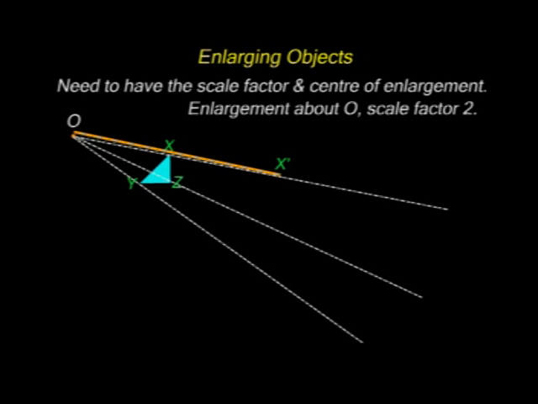So again, I take the distance OY and then double that distance. So I have OY prime. So my Y prime is here. Finally, I measure the distance OZ and then take twice that distance, and I will have my Z prime. So I have all the vertices of my image, and all I need is to complete my figure so that I have this, and that is my image.